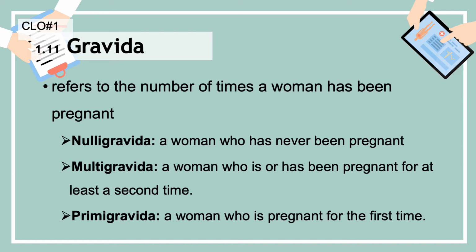Next is gravida. This refers to the number of times a woman has been pregnant. So nulligravida is a woman who has never been pregnant. Multigravida is a woman who is or has been pregnant for at least a second time. And primigravida is a woman who is pregnant for the first time.